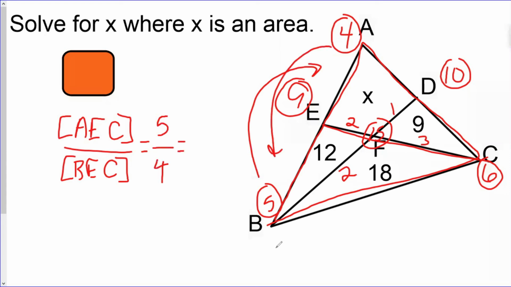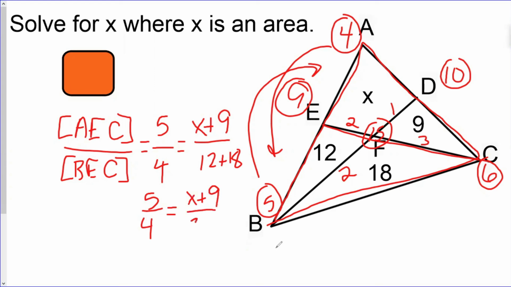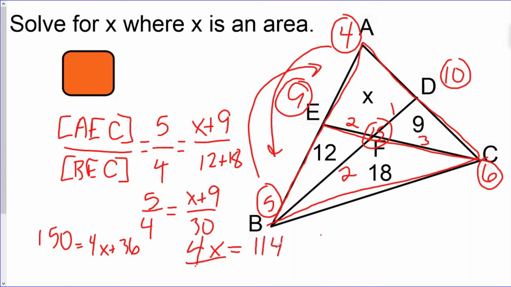ratio. If we're talking about their areas, the top area is x plus 9, the bottom area is 12 plus 18. So we can set this up as 5/4 equals (x plus 9)/30, and then from there we're just able to cross multiply and solve. This gives us 4x plus 36 is equal to 150, which tells us that 4x is equal to 114. And then we divide by 4 on both sides to get x is equal to 28.5.